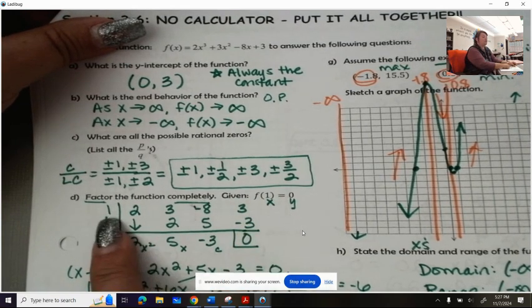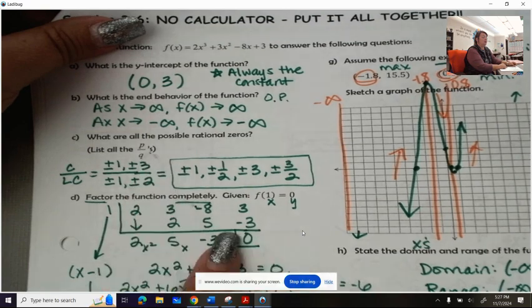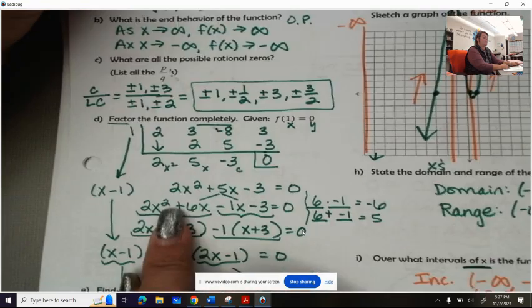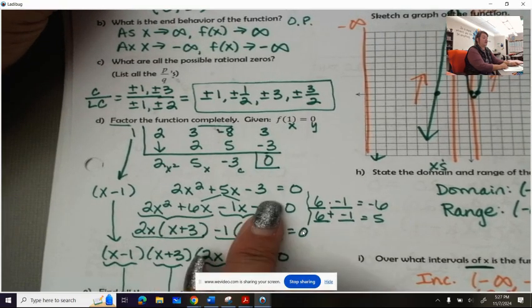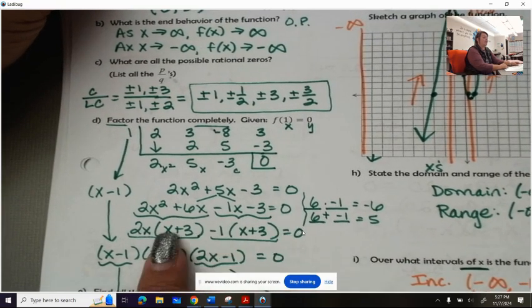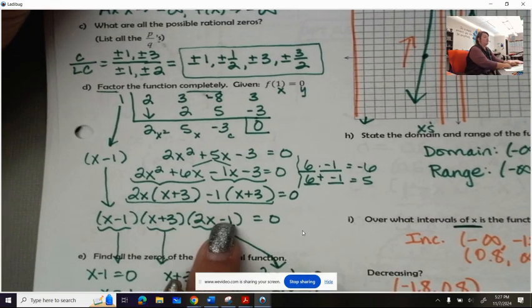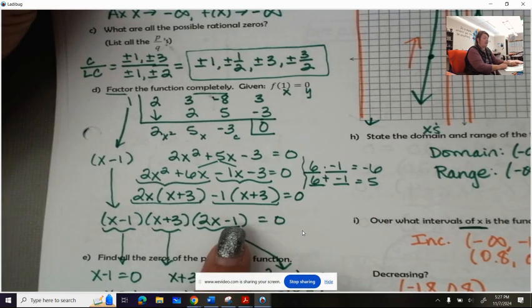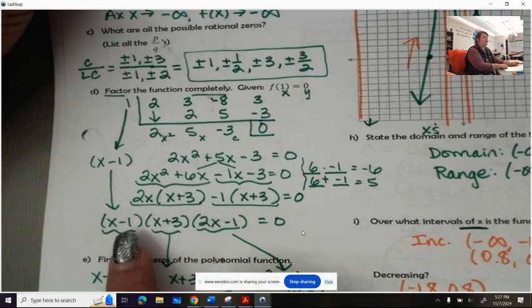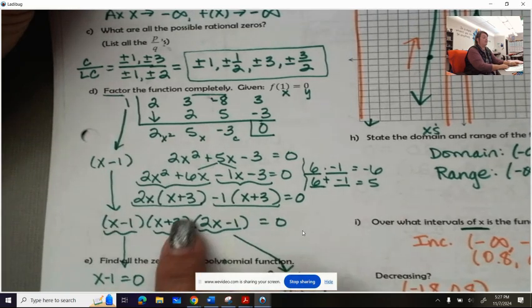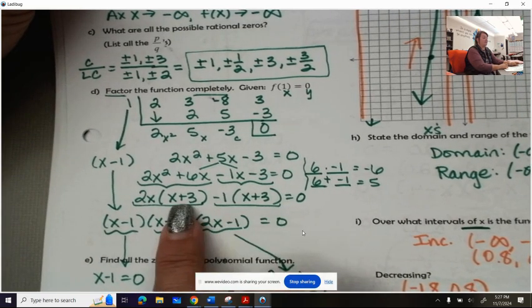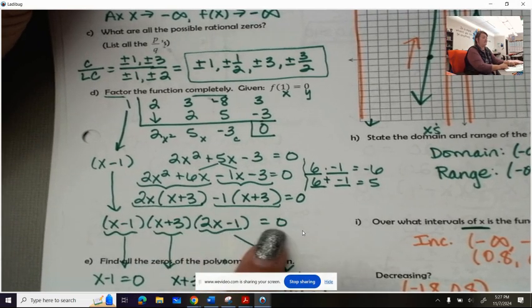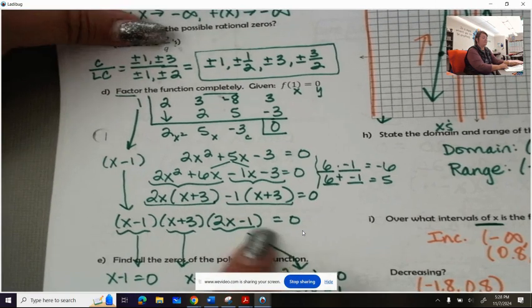Okay, so you're going to do synthetic division with a 1, bring down the 2, multiply and add, and then you get it broken down into a quadratic. This quadratic factors using the AC method. And then when we go to factor completely, you have to write down all of it. You have to write down every factor: the x minus 1, what you get from factoring, the x plus 3, the common factor that comes out, and the 2x minus 1 left over. So this is what we're looking for when it says factor completely, all the factors.